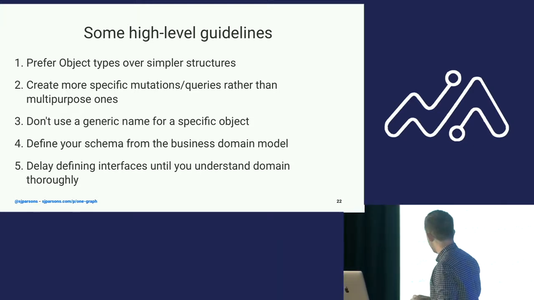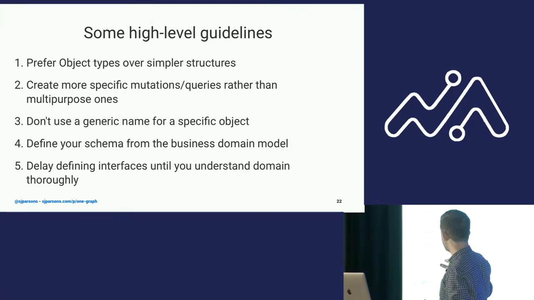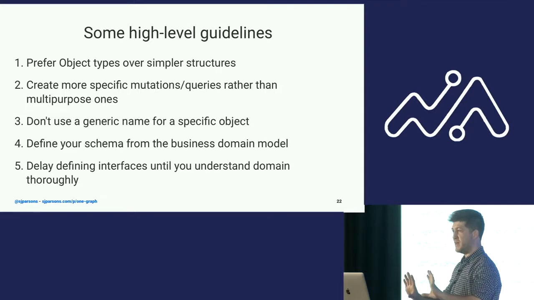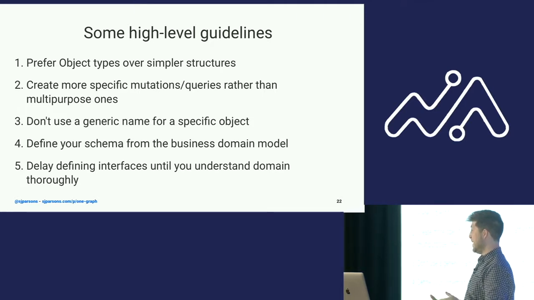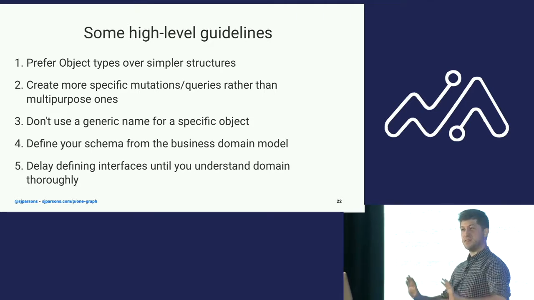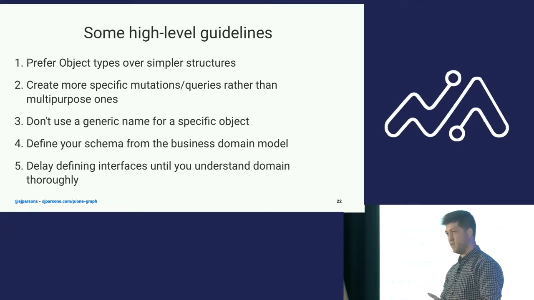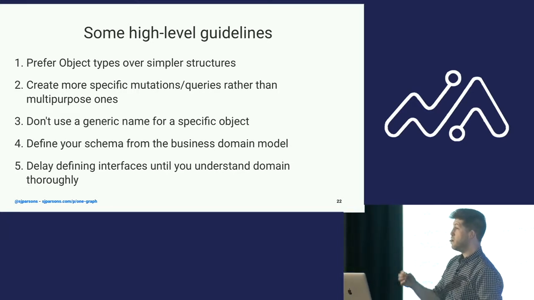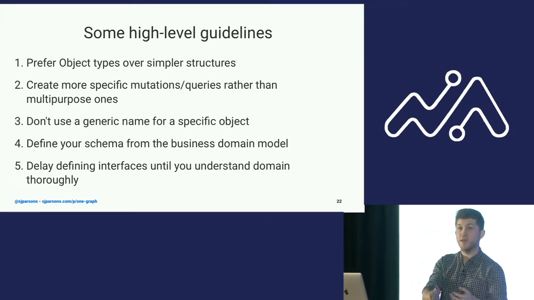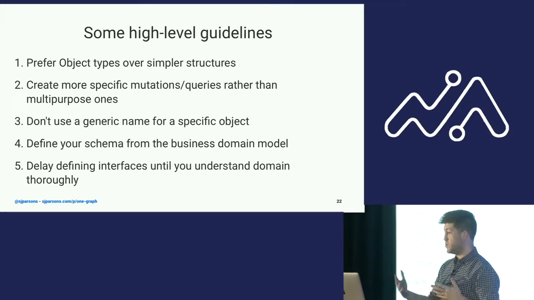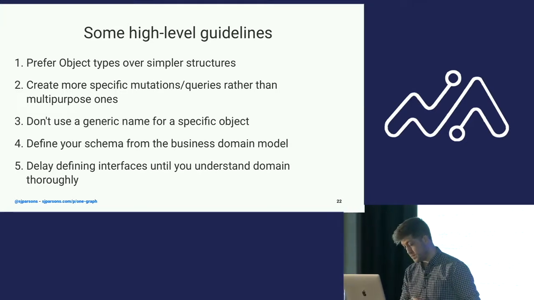And funnily enough, delay defining things like interfaces until you understand the domain fully. Sometimes the best thing to do is to delay, and I think this goes along with the idea of demand-driven GraphQL development. Sometimes it's better just to push back and say, let's not implement something yet until we understand it fully, or let's implement something specific like a type, rather than the interface, until we can abstract away from multiple situations that inform that decision.